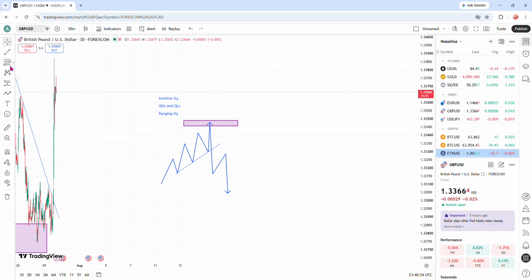So this is just the basic scenario here. This market has basically tapped into our sell point of interest coming down. It is basically doing what? Clearing every liquidity, like it's presented here.